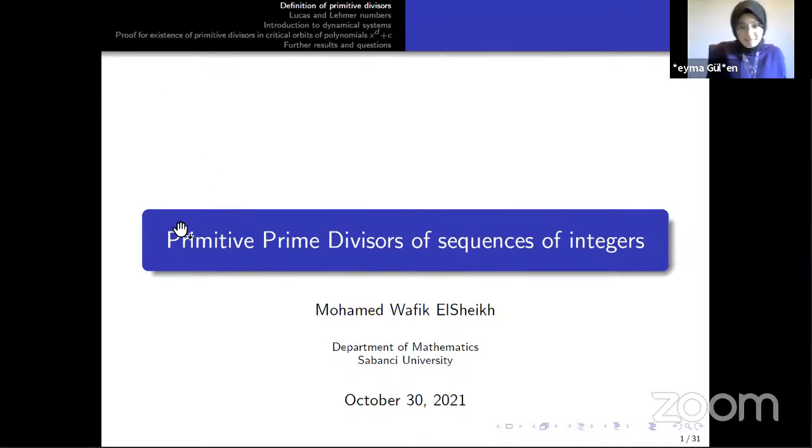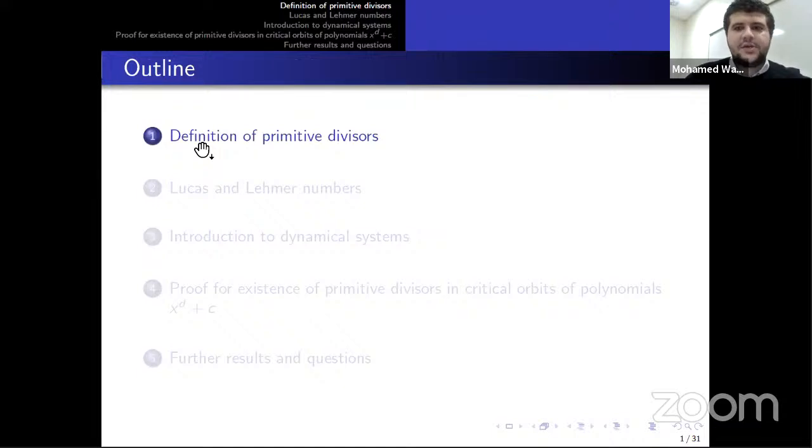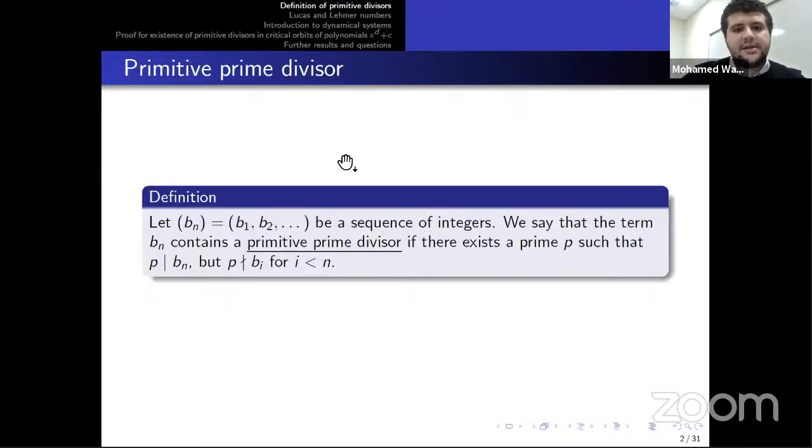In this presentation, we will talk about primitive prime divisors of sequences of integers. So first, we can start with the definition. What is a primitive divisor? If we have a sequence Bn, which consists of elements B1, B2, B3, which are integers, we say that the term Bn contains a primitive prime divisor if there is a prime P such that P divides Bn, but P does not divide any Bi for i less than n. That means that P divides this element and does not divide any element before that.